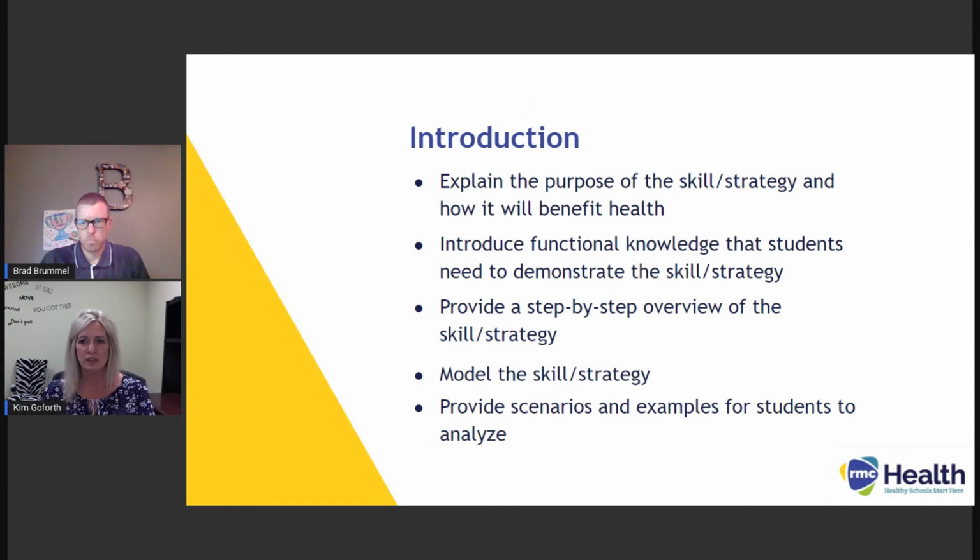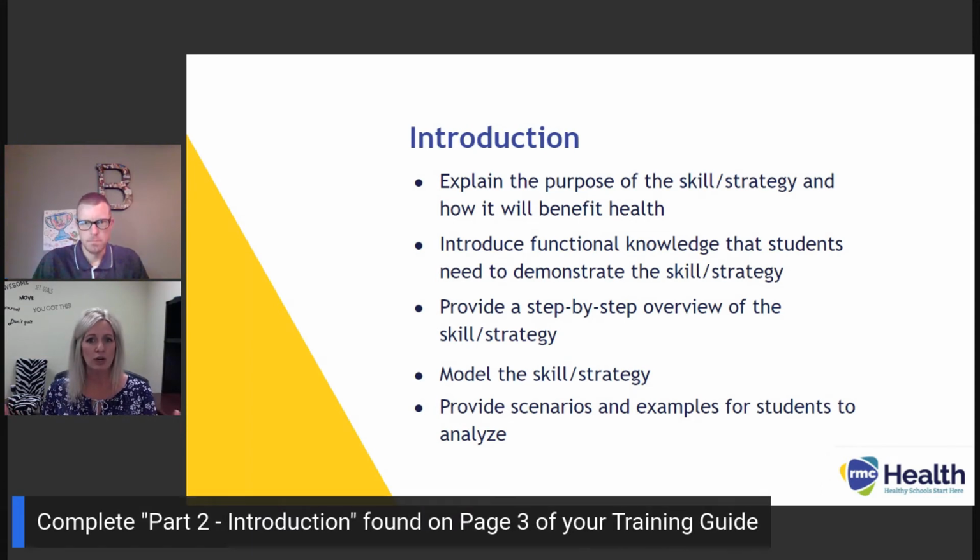The first thing is to explain the purpose of the skill and why it is going to benefit their overall health. A little bit of the why, like Brad and I talked about in the alien example, it is appropriate to start with that at times. And so here would be a good place. The second bullet is the processing that we did, content versus skill. So you'll have to introduce some of that functional knowledge. Once you weed out the fluff, how do we get that functional knowledge? That really basic knowledge that kids do need, how do we get that introduced to them?